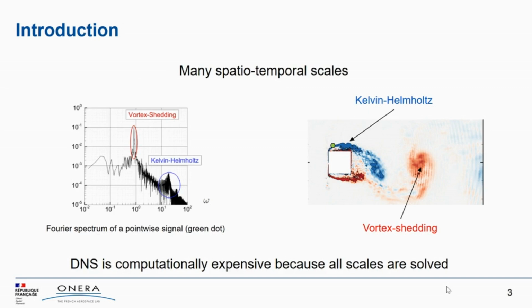To obtain all of these scales, you need to perform a DNS, which is quite expensive because you need to solve for all the scales. So you need a mesh that is fine enough to capture all of the scales, and you need a time step that allows for the resolution of the highest frequency in the flow.